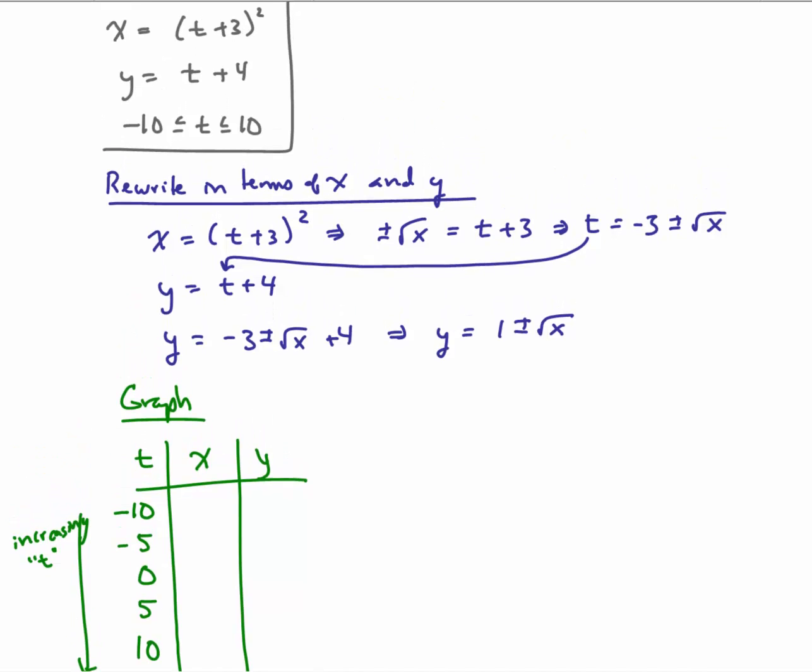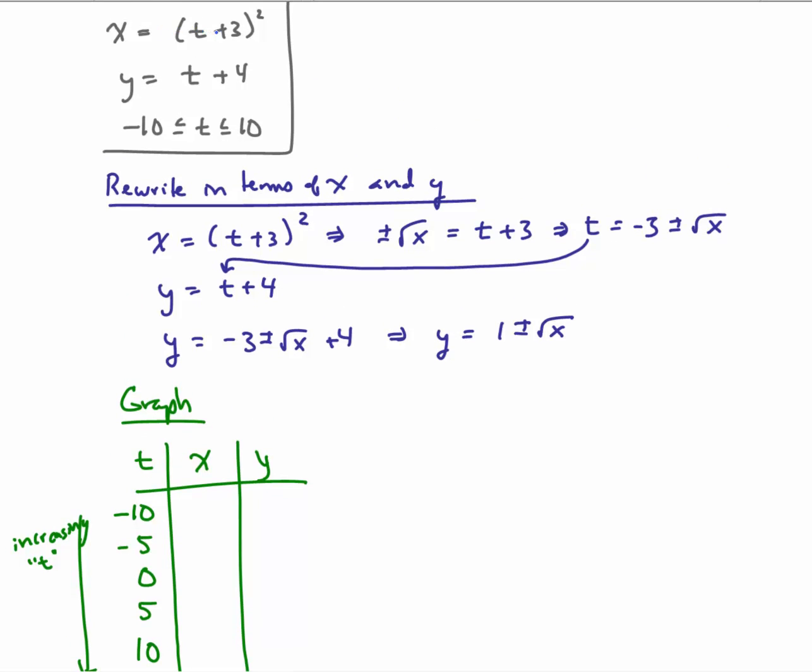if I plug -10 into the equation of x for t, what's -10 plus 3? That would be -7. -7 squared is 49. And I'm just going to plug all of these in. -5 plus 3 is -2. -2 quantity squared is 4. This would give me 9. 5 plus 3 is 8, squared is 64. 10 plus 3 is 13, squared is 169.